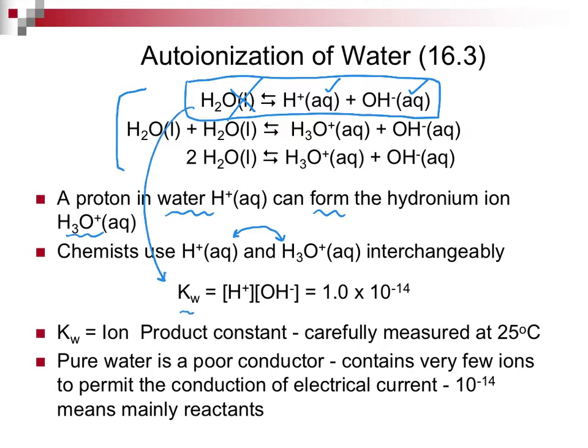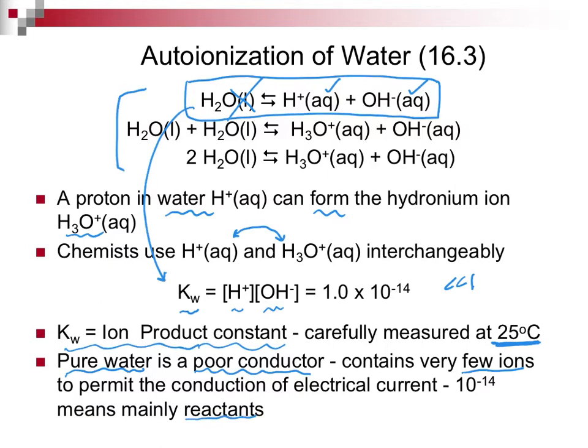It has its own K called the Kw. It is the molarity of H plus times the molarity of OH minus, and look at the K. It is much, much less than 1. What? Okay, so Kw is called the ion product constant, and it is specific at a specific temperature, as you learned in the equilibrium chapter. So if I have very pure water, it is a very poor conductor. It doesn't have many ions, and it really is primarily reactants.